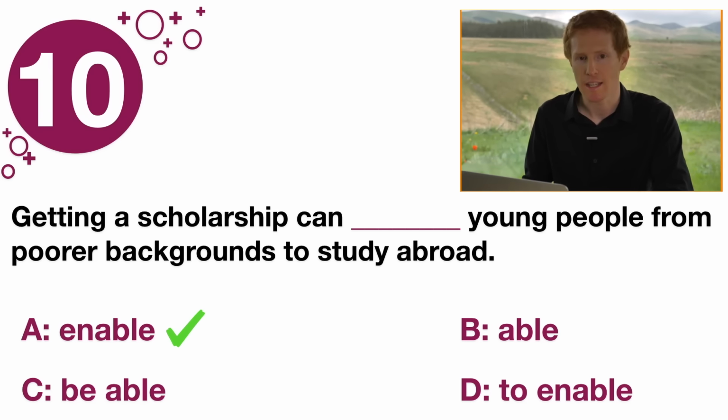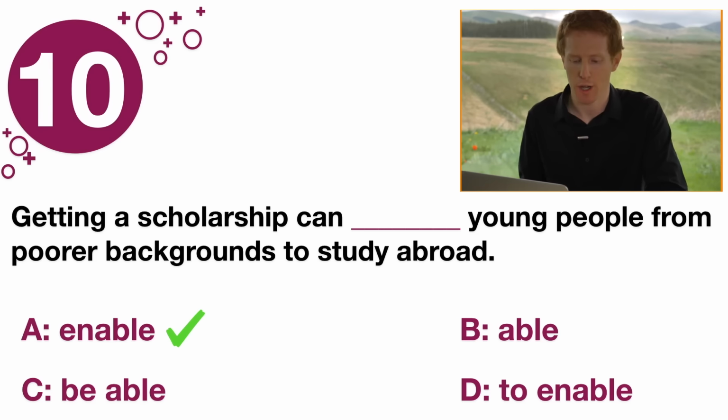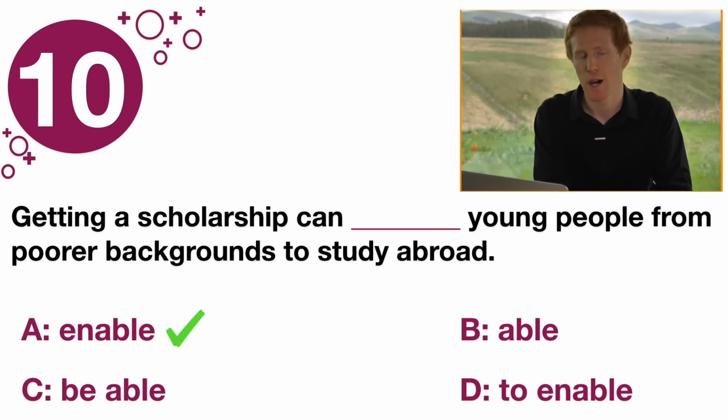Now if you said D, then you should revise modal verbs, because we can never put a modal verb and then an infinitive with "to". So we can't say "can to enable". But this is quite a common mistake that I see regularly from IELTS students. So remember, can or any other modal verb, which is can, could, will, would, may, might, shall, should, and then you have an infinitive afterwards without "to". So can enable, or will swim, should pay, not should to pay, can to swim, for example.